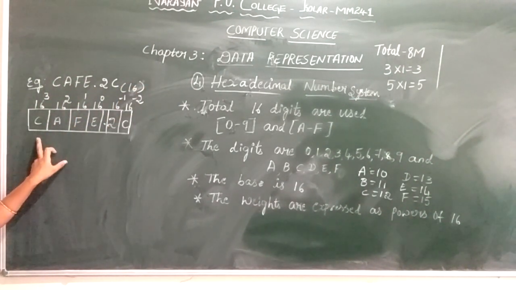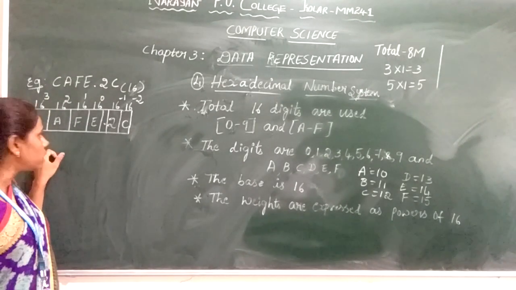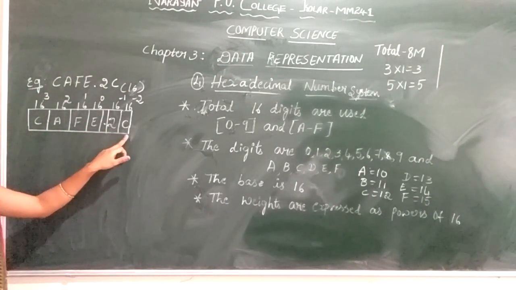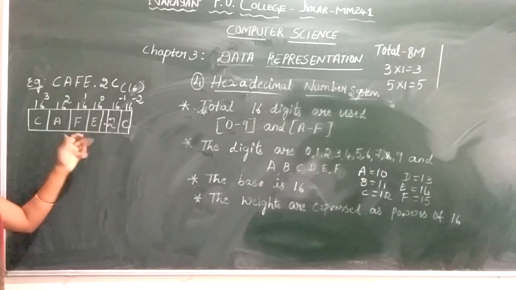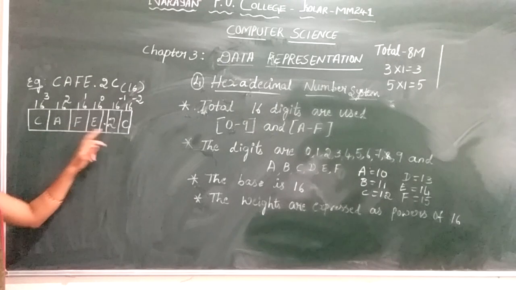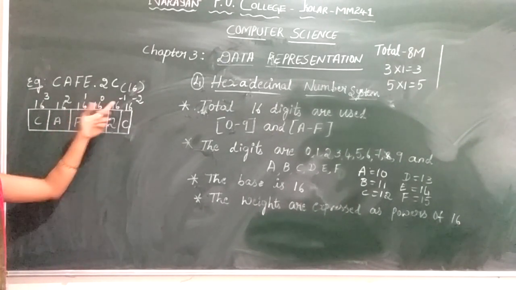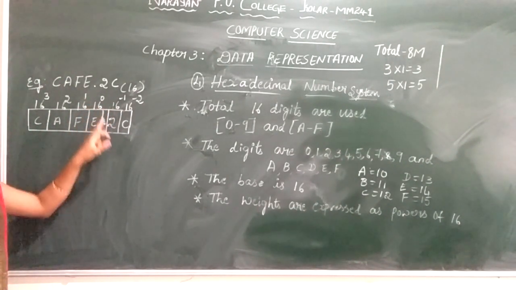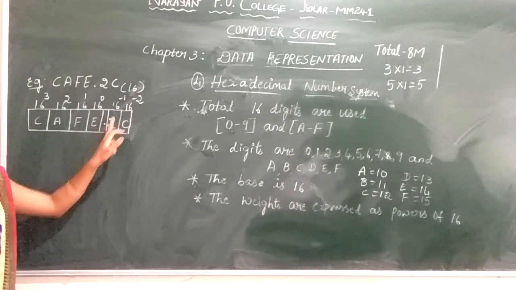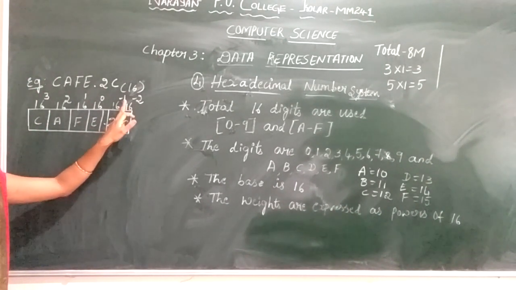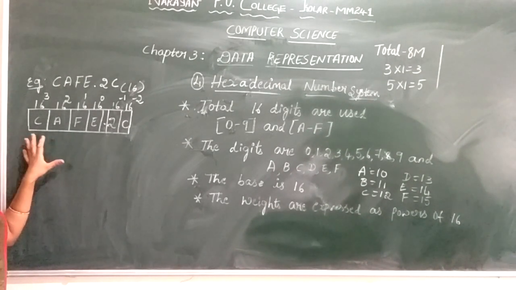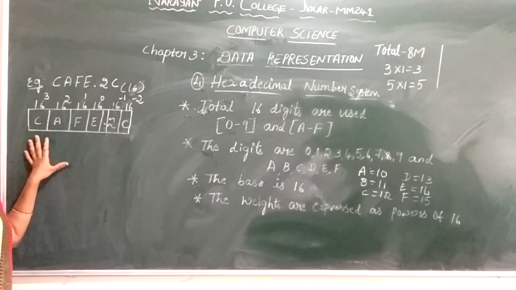So this is an example for hexadecimal number system. This can be represented in a computer memory as CAFE.2C. So here also the digits towards the left of the point represent the positive powers of 16 and the digits towards the right side represent the negative powers of 16. So this is the memory representation of hexadecimal number system.